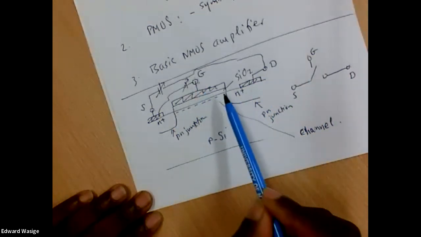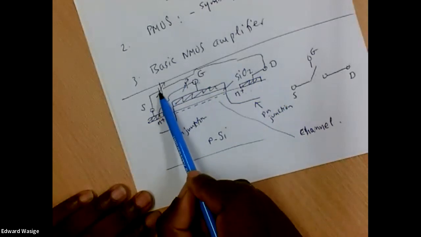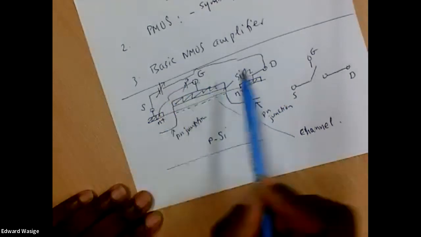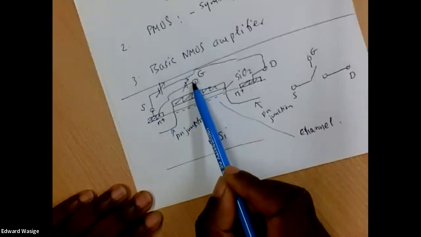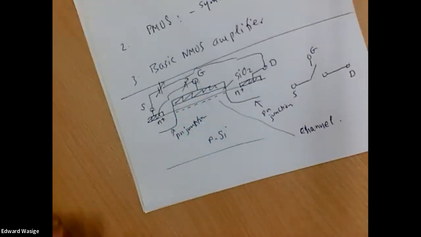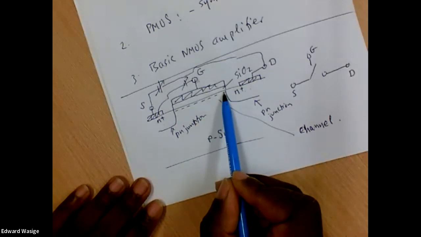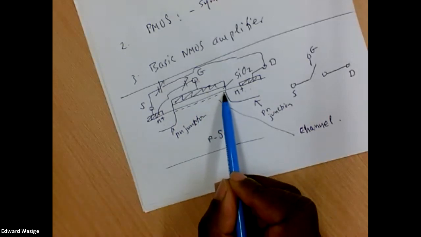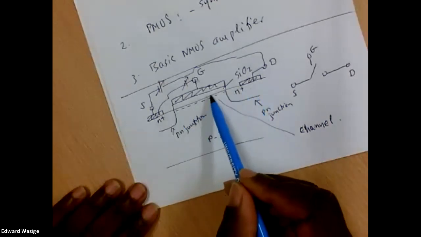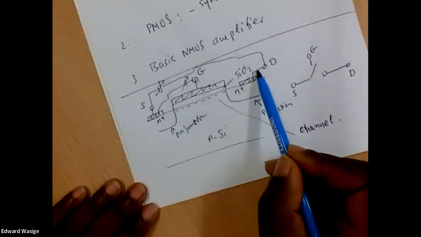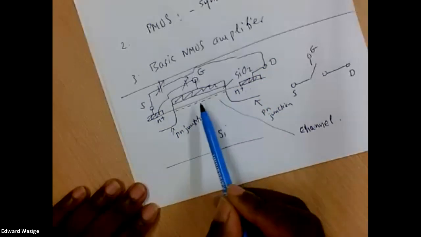So when the gate voltage is high enough and we increase the drain to source voltage, a current will flow through. If we increase the gate voltage even higher, we have more electrons here, and therefore we can carry a much higher current. And so for increasing drain to source voltage, higher currents will flow.